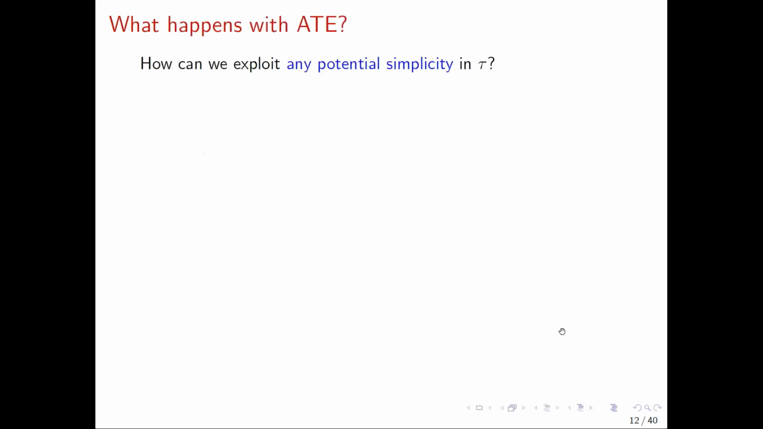Okay, so what should we do here? How can we improve on this plug-in sort of approach? How can we exploit any potential structure in the difference in the regression functions that we might miss by just looking at the individual regression functions?